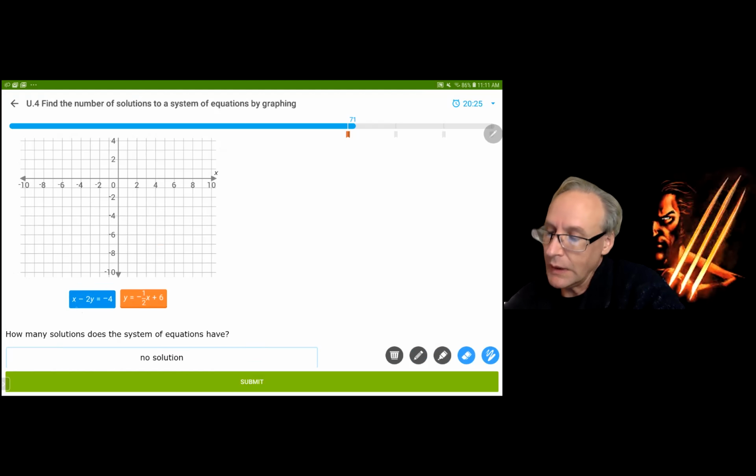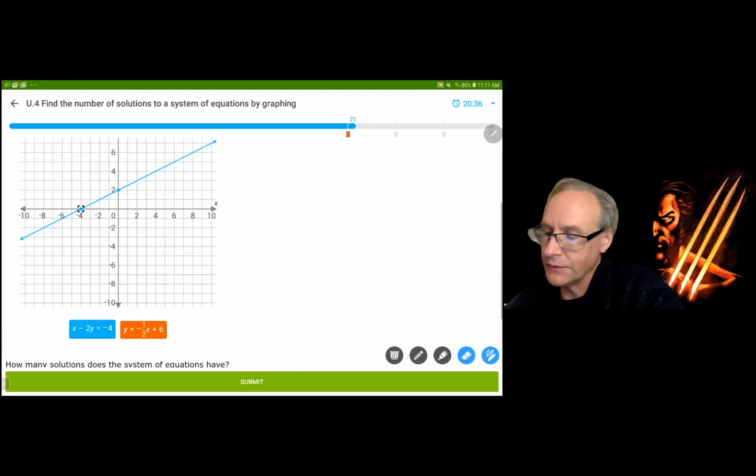If x is 0, y is 2. That's for the blue equation. If y is 0, x is -4. There we go. Now I'm going to graph the orange one, or the red one. I'm going to go through 0, 6, and I have a slope of -1/2, and we have one solution at 4, 4.